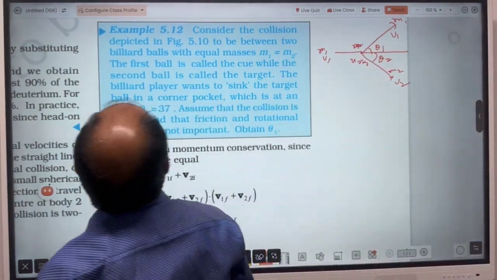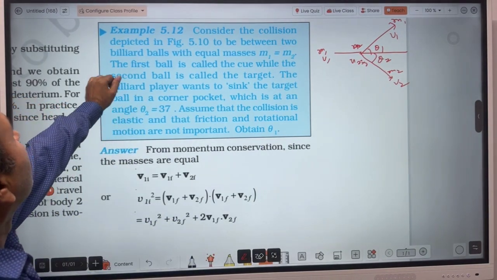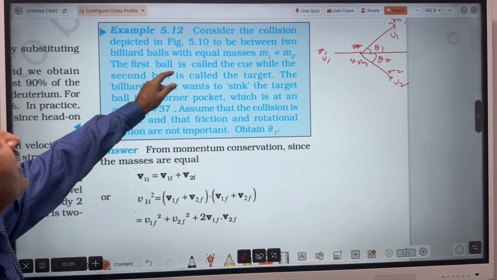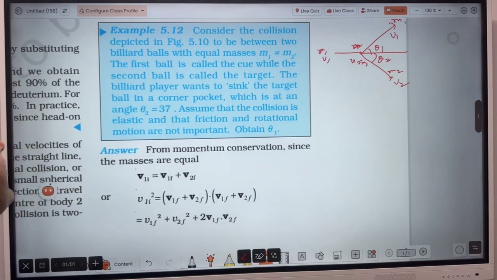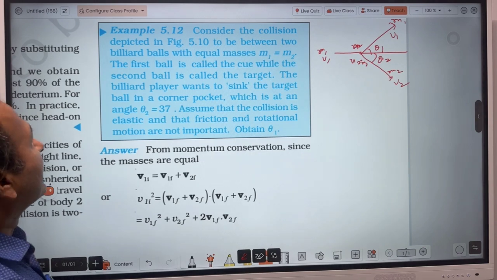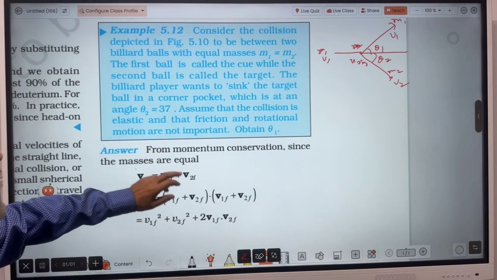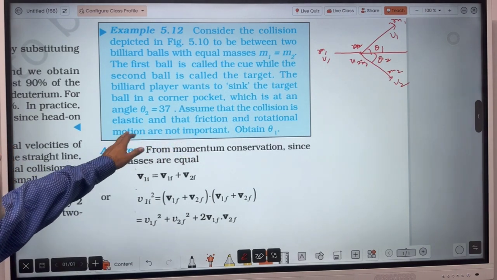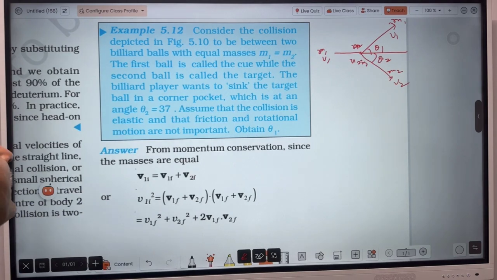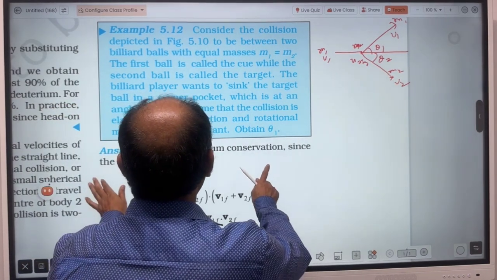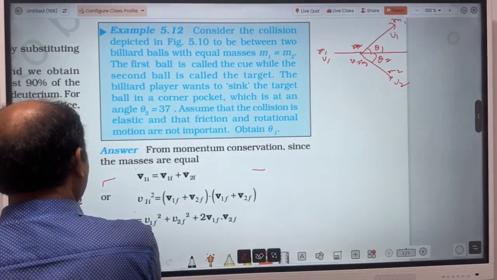Now the question says, consider the collision depicted in figure 5.10 to be between two billiard balls with equal masses. m1 equal to m2 is given. The first ball is called the cue, while the second ball is called the target. The billiard player wants to sink the target ball in a corner pocket which is at an angle of theta 2 equal to 37 degrees. Assume that the collision is elastic and the friction and the rotational motions are not important. Obtain theta 1. So here, if you remember, we have derived the relation earlier.